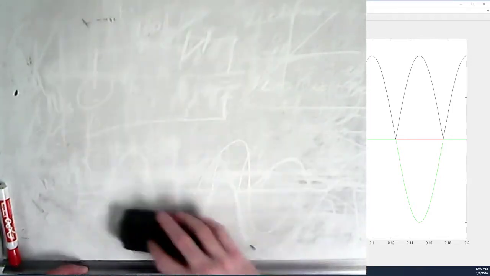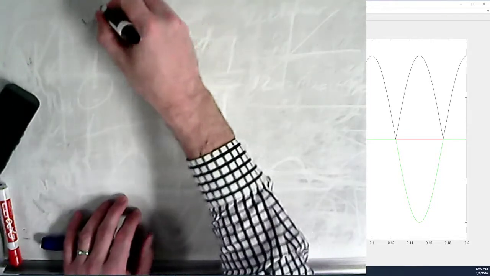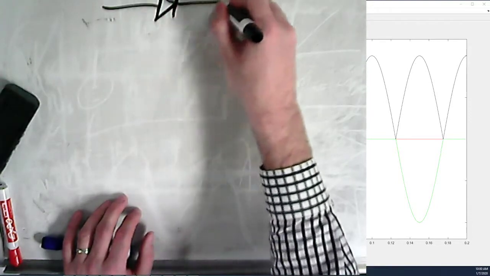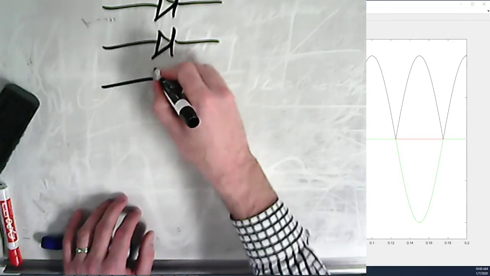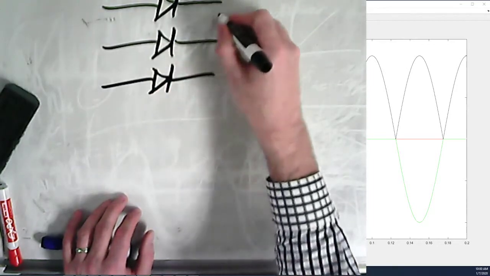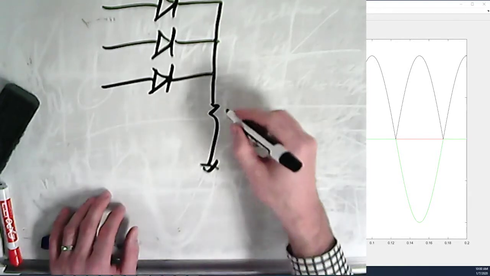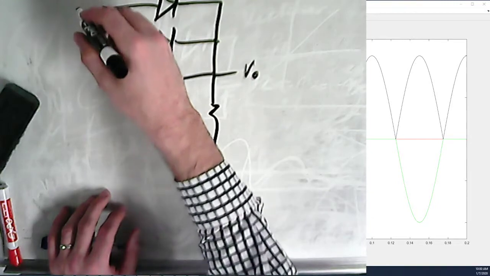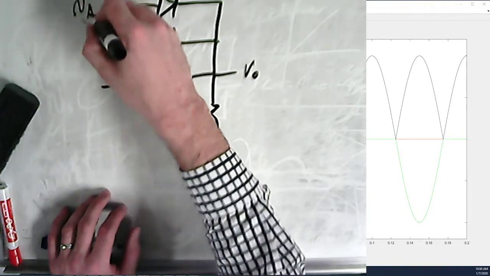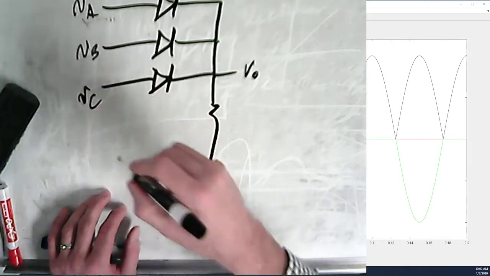One other thing, and then I think we'll break this one off. We're going to do short videos. Maybe two more. Three diodes, tied all together, put through a resistor to ground. I'm going to call this our V out. Okay, and we're going to call these our VA, VB, and VC.